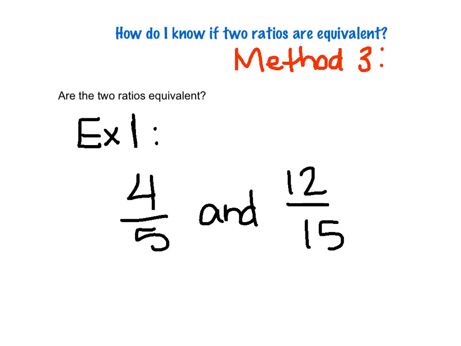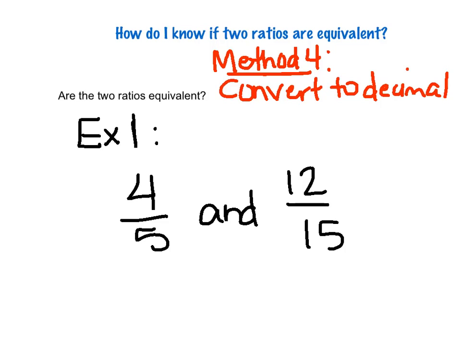Another way you could find out if these two ratios are equivalent is by just asking yourself, is there a number that I can take from 4 to go to 12? Or I could say 12 divided by 4. So what did I do to go from 4 to 12? I multiplied that by 3. So how do I go from 5 to 15? I would multiply that by 3. So since 4 times 3 is 12 and 5 times 3 is 15, we know that yes, these are equivalent.